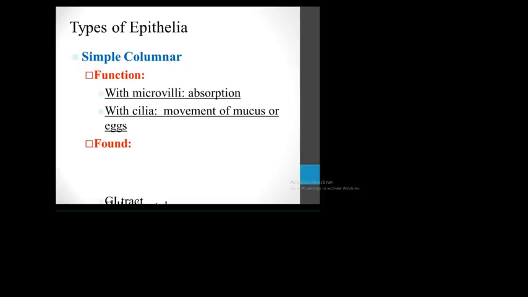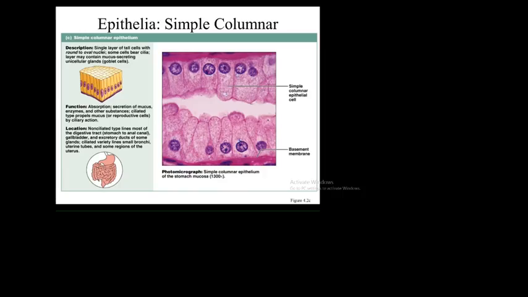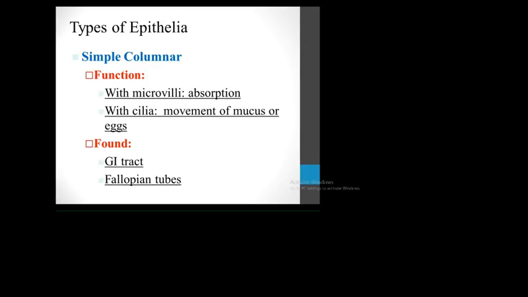Okay, for simple columnar, location. GI tract and fallopian tubes, the two main locations. These are also called uterine tubes, by the way, if you see that on the tests. Uterine tubes or fallopian tubes, same thing. What does GI mean? Gastrointestinal, so we would find simple columnar in the stomach and small and large intestines, right?